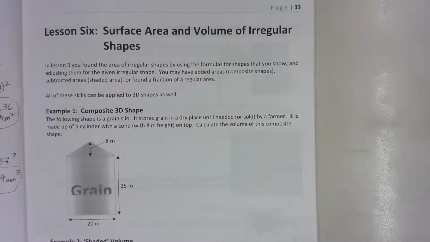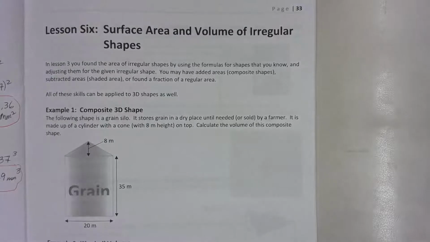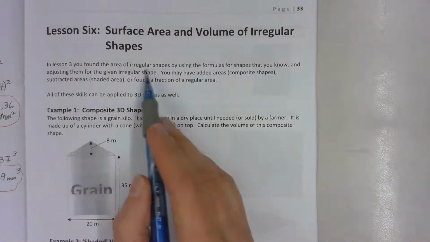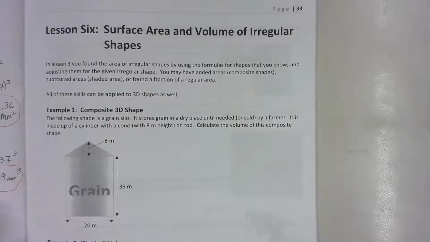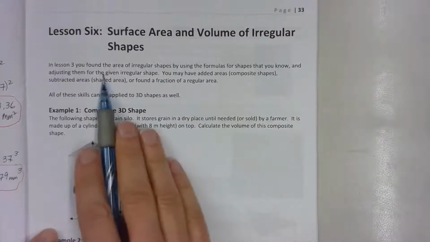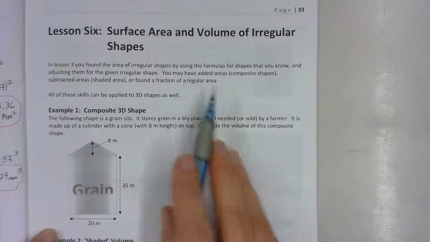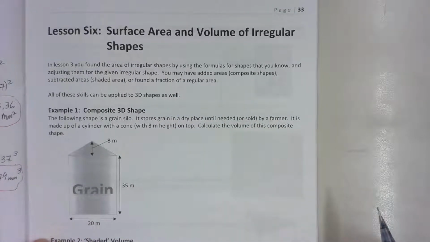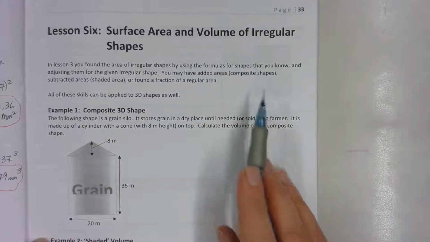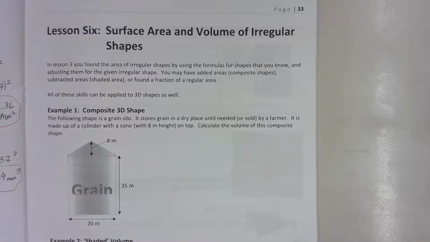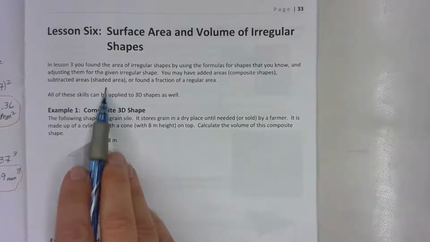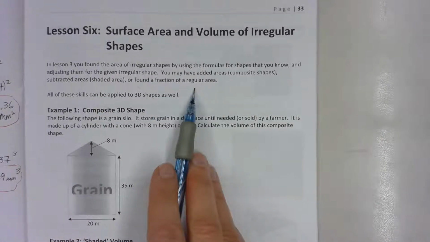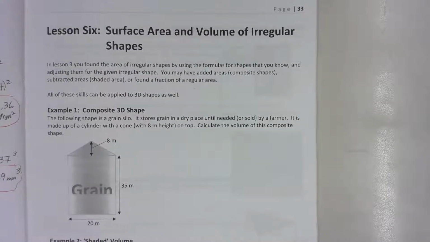So today we're actually going to do a little more thinking. We're going to talk about irregular shapes, similar to those irregular shapes that we talked about with area and perimeter. So it says in lesson 3, you found the area of irregular shapes by using the formulas for shapes you know and adjusting them for the given irregular shape. You may have added areas, we call that composite shapes, like the L-shaped living room, where we had to find the areas of 2 rectangles and place them together. Or we talked about shaded areas, where we subtracted pieces out, or we were only interested in perhaps half of a circle, so we had to find a fraction of a regular area.